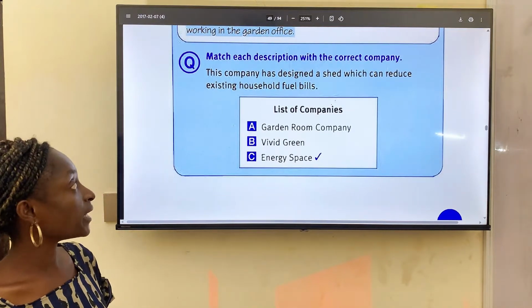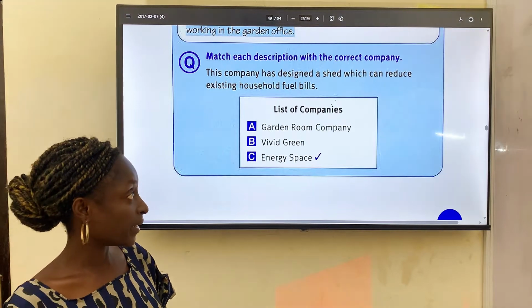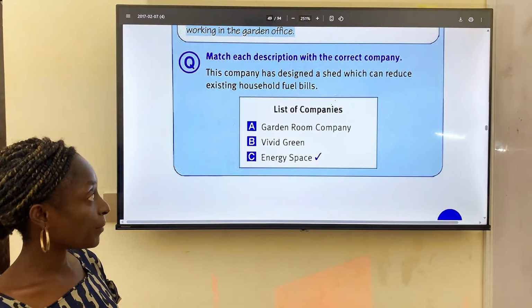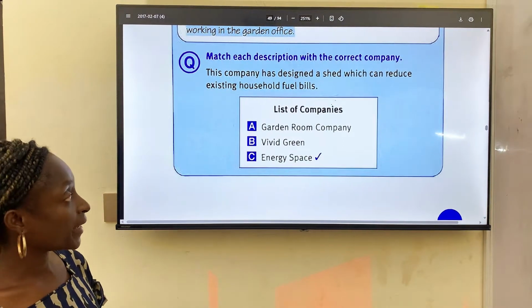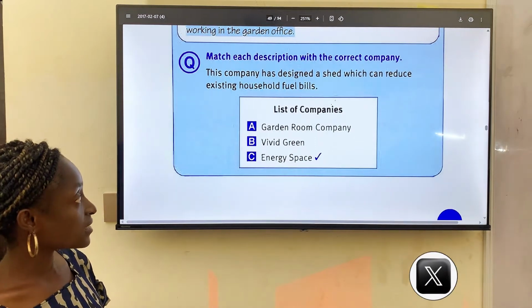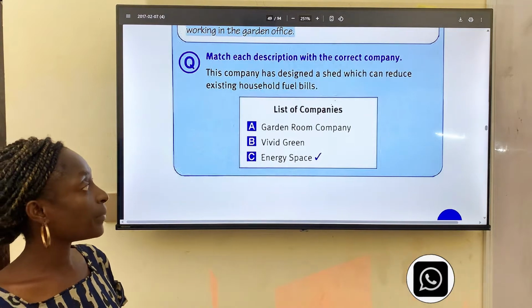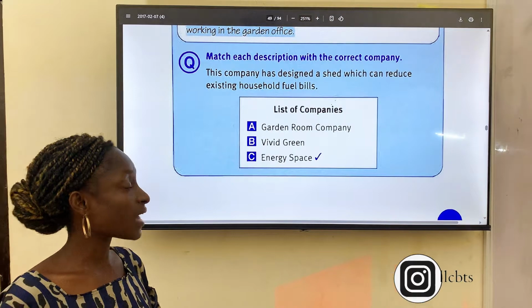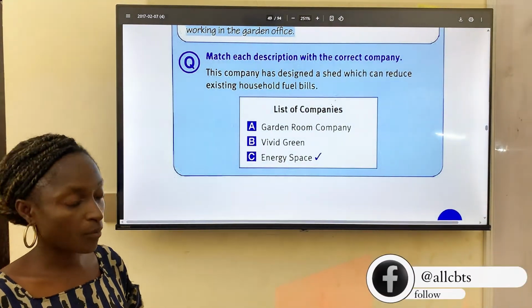Now the question says, match each description with the correct complaint. Now here's the description. We have this complaint as the sign a shed which can reduce existing household fuel bills. And we have the list of complaints.